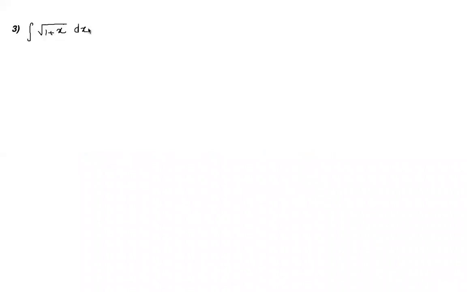Now in the next question I have the integration of under root 1 plus x into dx. It is quite a big deal to integrate the function this way, so I need to substitute 1 plus x in a way that it comes out of the square root. Let 1 plus x be equal to u square. If I put 1 plus x equal to u square, the root would come out as u.